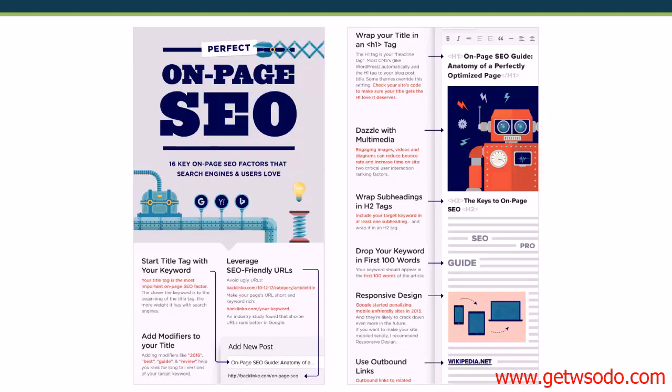For example, look at the on-page SEO infographic I mentioned earlier. Notice how there's a lot of room between all the data points, the text, and the visuals. This makes the information much easier to read and understand.